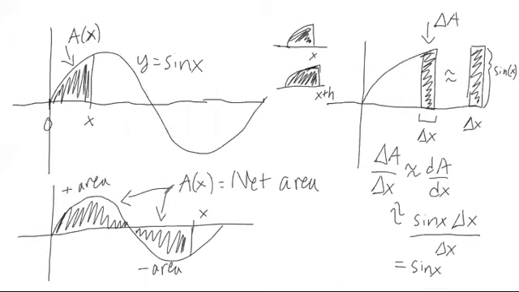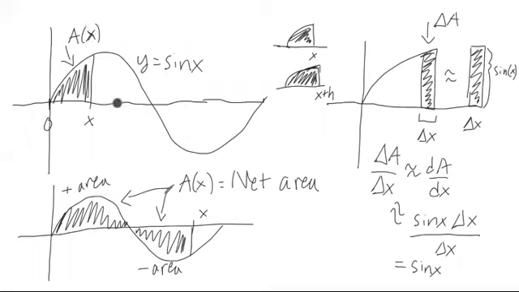Let's take a look at a special function which is defined in terms of another function, y equals sine x. So y equals sine x defines a curve. And in this function, A of x is given as the area between that curve and the x-axis up to a given x value. So from 0 up until an x value, you simply take the area to that point, and that's going to be the output of this function, which we'll call A of x.